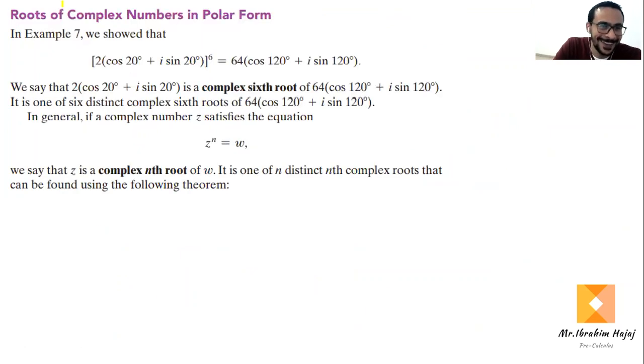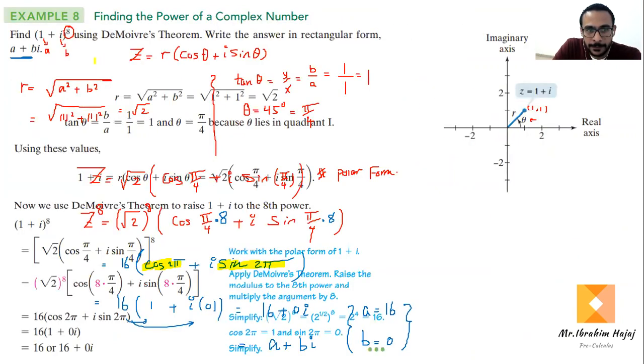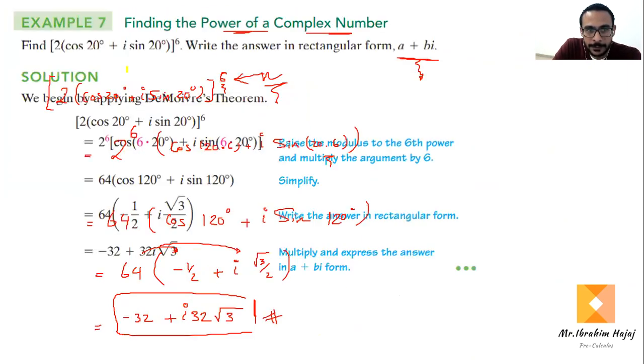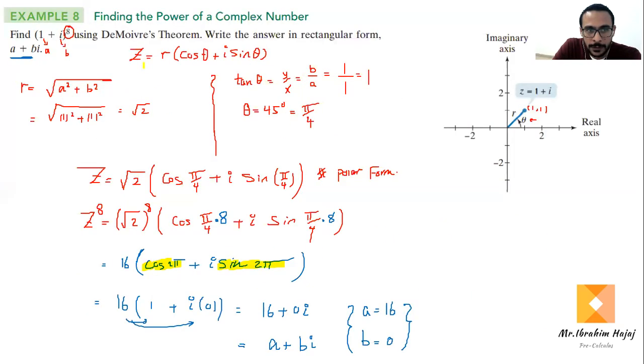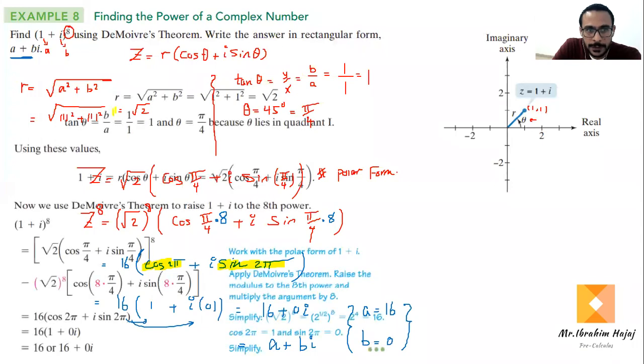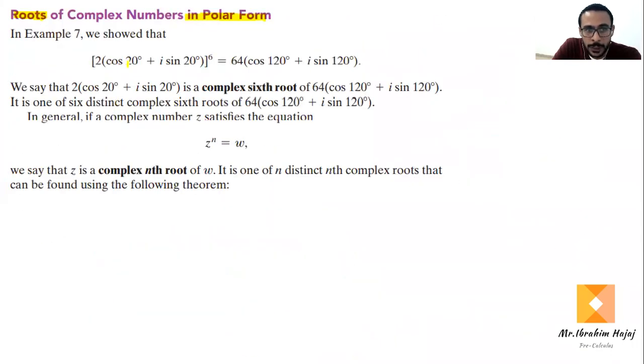Nice. Now, roots of complex numbers in polar form. Pay attention, please. In example 7, we have 2 times cosine 20 plus i sine 20, all to the power of 6. As you know, in example 7 we showed that it equals 64. We say that 2 cosine 20 plus i sine 20 is a complex sixth root of 64.